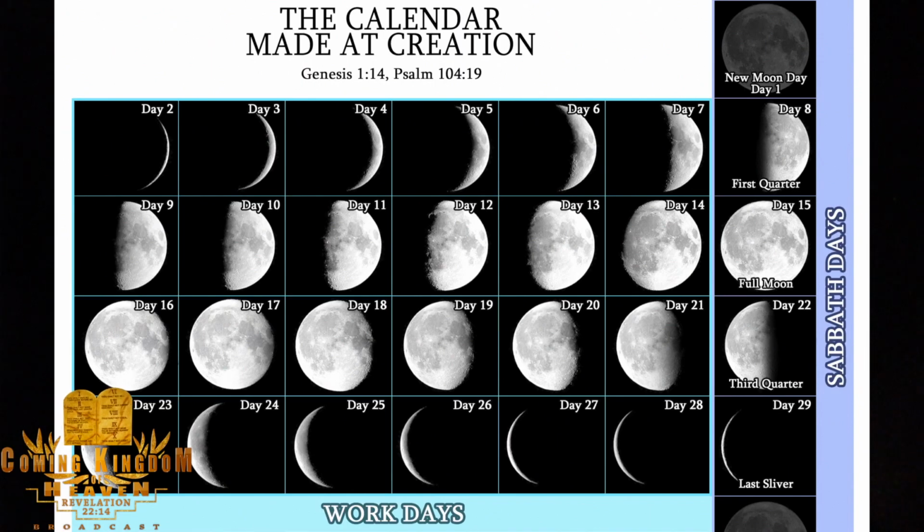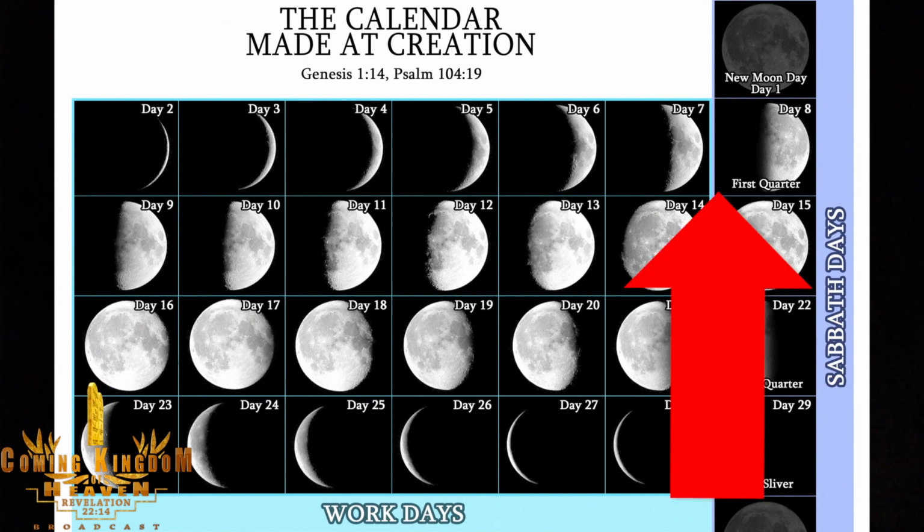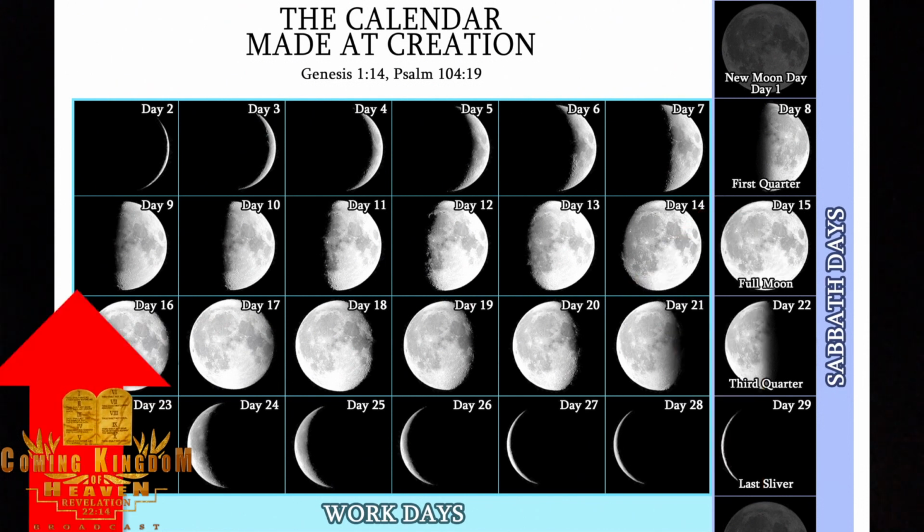The day begins from dawn to dawn, from morning to morning. This is according to the scriptures. According to the scriptures, the day begins from dawn to dawn, from morning to morning. So the reason why this is important is because in order to keep the Sabbath correctly, you have to keep the Sabbath from morning to morning, from dawn to dawn. That's the reason why this is very important. And I'm not making this up.